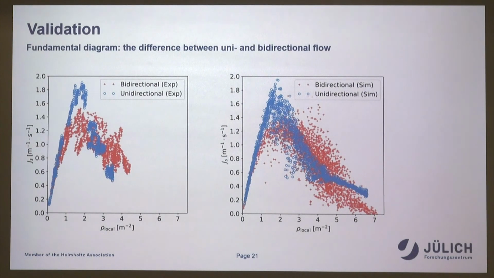And then I ran simulations with this model in unidirectional flow scenarios. I found this model can reproduce the difference between the fundamental diagrams of uni- and bidirectional flow scenarios. This difference is already observed in the experiment, which is shown in the left figure, and the simulation result is shown in the right figure. They are both the relationship between the specific flow and the density. So we can say the model can reproduce pretty well the difference between these two scenarios.